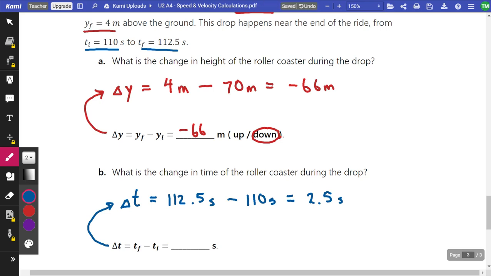Okay, this one comes out positive. You can't really have time going backwards instead of forward, so your time should always come out positive when you're doing a change in time. But just to make sure. Okay. The time it takes is 2.5 seconds.